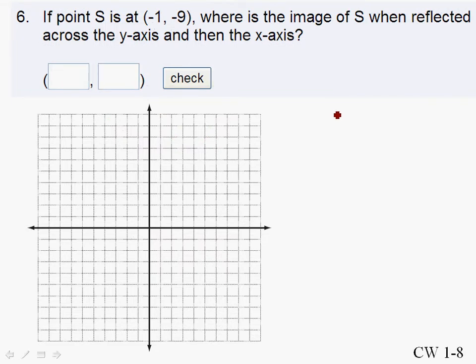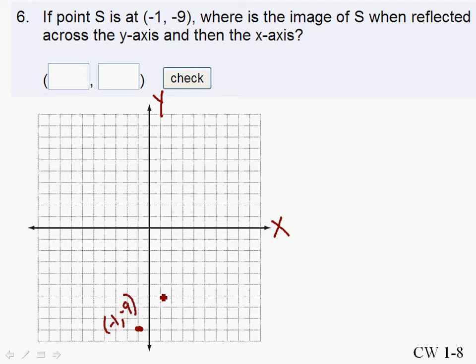Number 6 says if point S is at negative 1, negative 9, where is the image of S when reflected across the y-axis and then the x-axis? So we're actually doing two reflections. Okay, so we have our y-axis here and our x-axis here. First we're going to plot the point. So negative 1, negative 9 would be here. Okay, so this is my negative 1, negative 9.